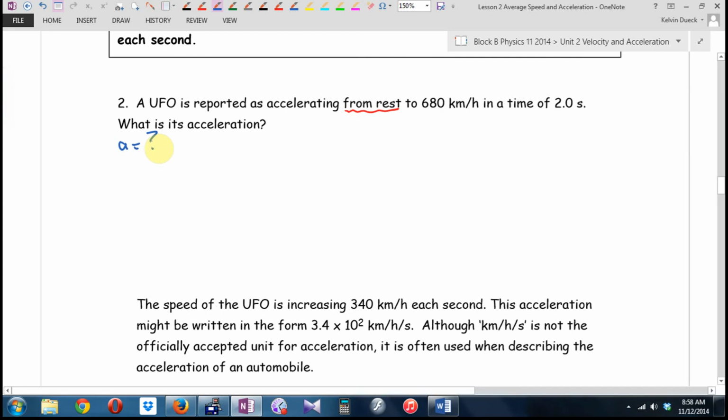Now, let's read through here and list my data. From rest, what's that telling me? VI is 0. 680, what's that? Hint, look at the units. VF is correct. VF. Two. What's that?